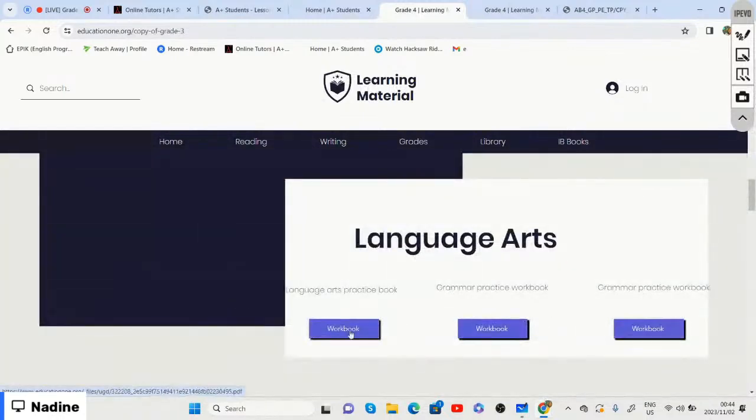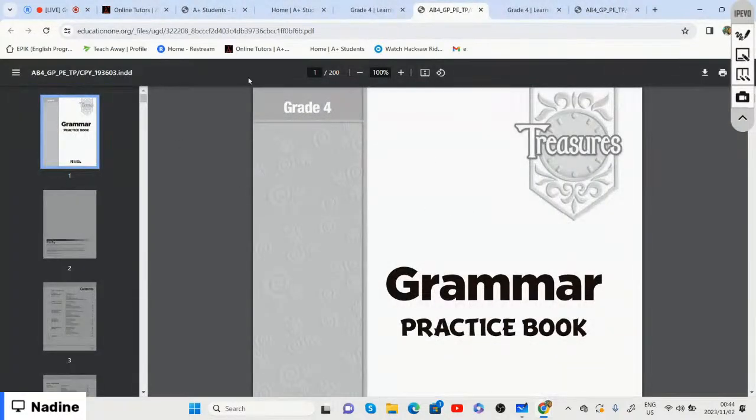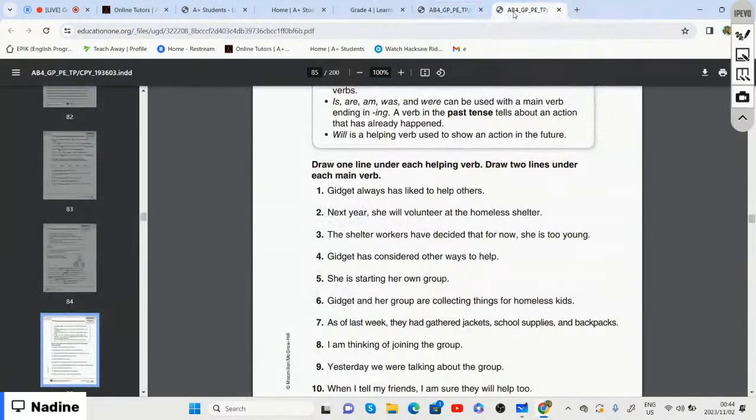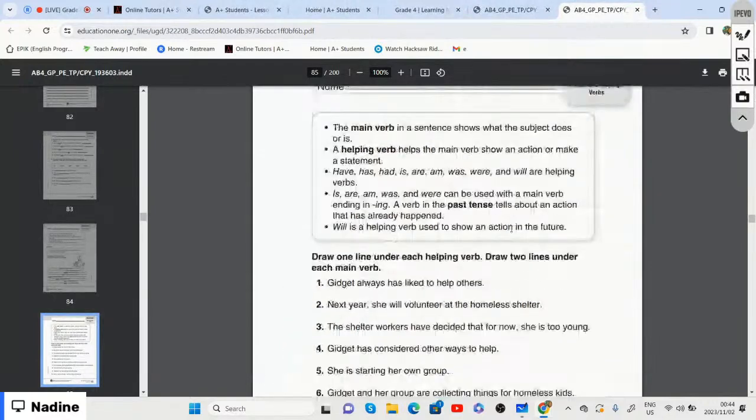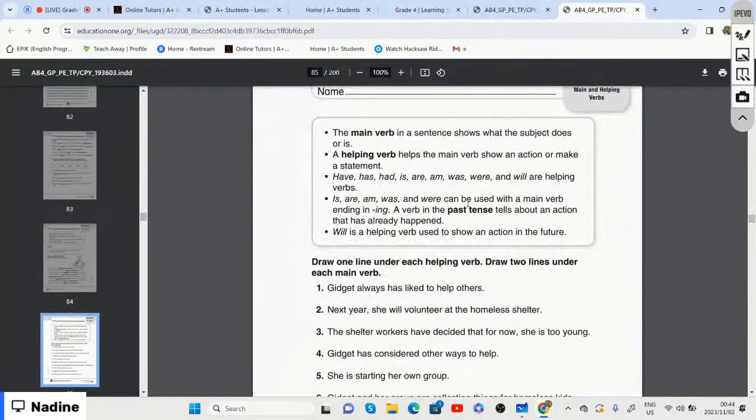And then here we have 3 workbooks, right? We'll go to the second workbook, which is the grammar practice workbook. And then we're going to scroll down until we get to page 77. And here they're saying that the main verb in a sentence shows what the subject does or is doing, right? And the helping verb shows us what the main verb or action is doing. It's helping the main verb to show the action.